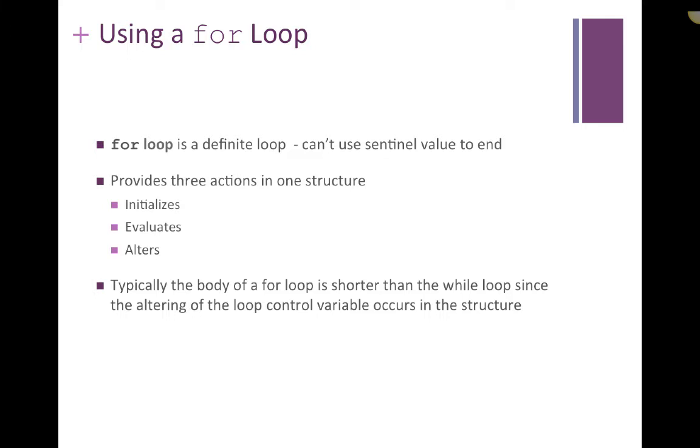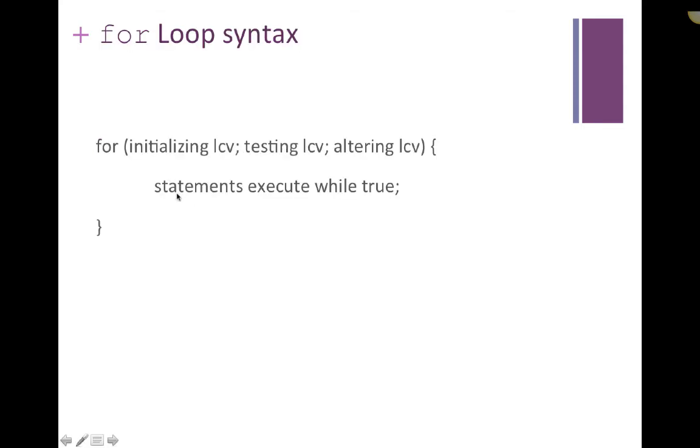Typically the body for a for loop is shorter because all that evaluation and altering happens inside of the opening line of the for statement. Our for loop syntax starts with the initialization of our loop control variable, then what our test will be, and then finally it alters it. And typically our altering is just plus plus or minus minus to step it up by 1 or step it down by 1. Again, opening up those curly brackets, statements inside of our for loop are going to end in a semicolon. However, after our final curly bracket for our for loop, it does not have a semicolon.